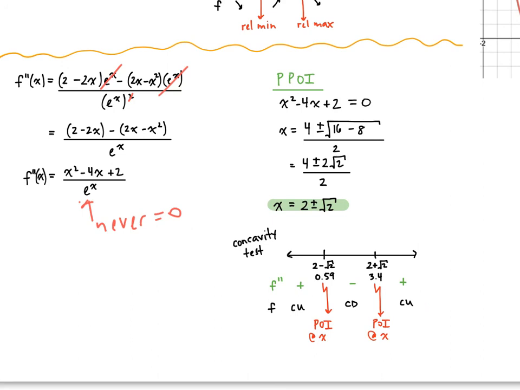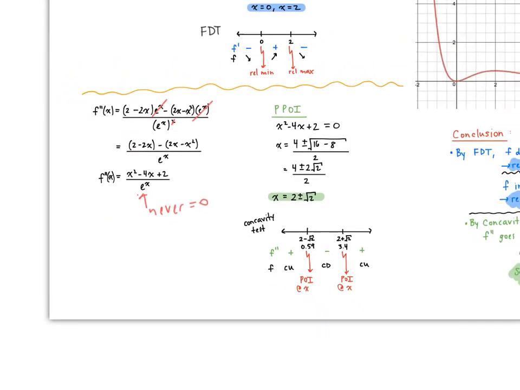So we do have a point of inflection at this x value and a point of inflection at this x value, since we go from concave up to concave down and concave down to concave up, or f double prime changes sign, goes from positive to negative, negative to positive. So we can go ahead and make our conclusion.